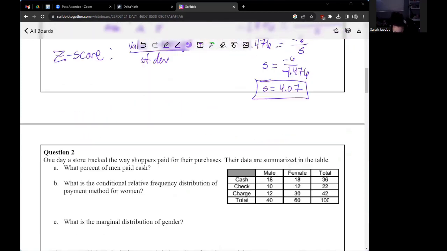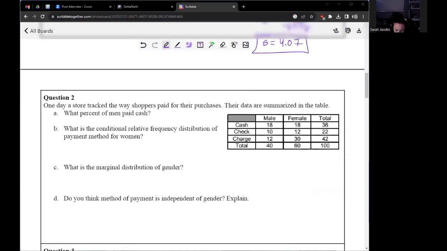Okay, next up. Question 2. One day a store tracked the way shoppers paid for their purchases. Their data are summarized in the table. First question is, what percent of men paid cash? So since we're just talking about the percent of men, we are narrowing right away to just men. So the number of men that paid cash was 18. The total number of men was 40.